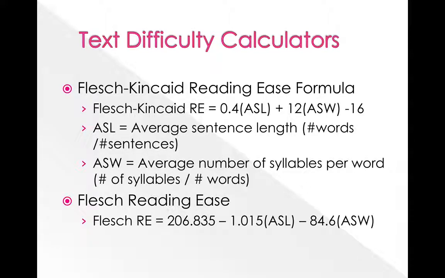Hedgecock and Ferris mentioned that most text reading ease scores fall somewhere between 6 and 70. They mentioned that Time magazine generally scores around the low 50s, whereas Reader's Digest scores around 65.